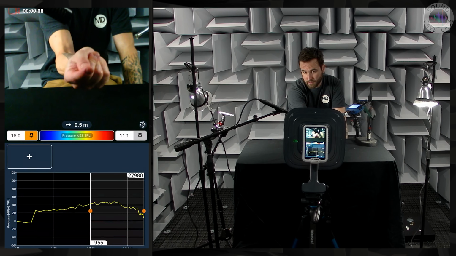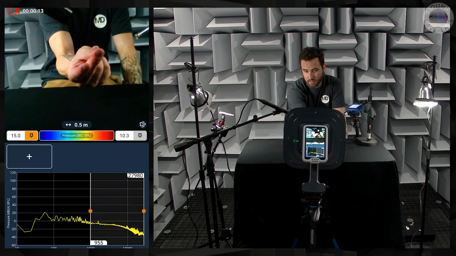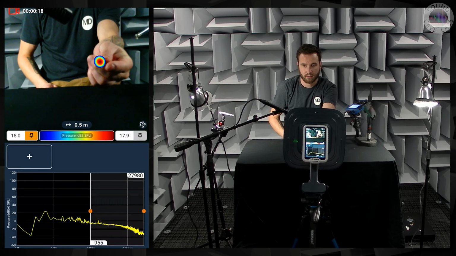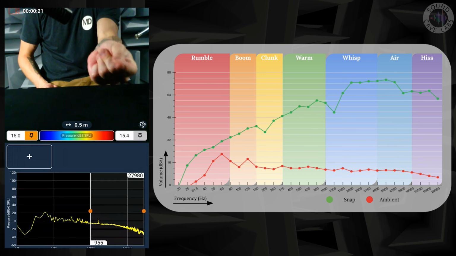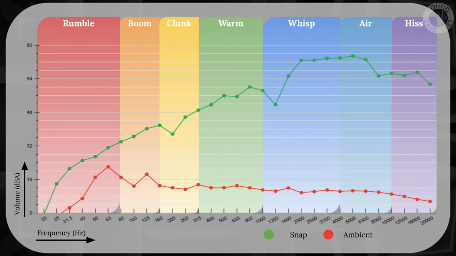Once again, we can see the sound cam on the left identifying the loudest portion of the noise. Let's look at the graph once again. Take a look at the plateau in the wisp and air region. This region, found in the human voice, holds the frequencies in the human voice that creates consonants. Take your fingers and rub them together close to your ear. Those are the frequencies in question.